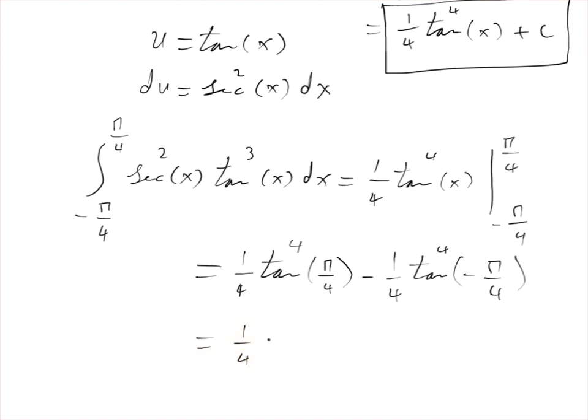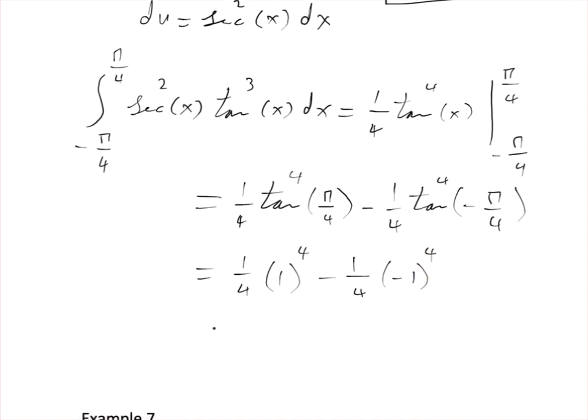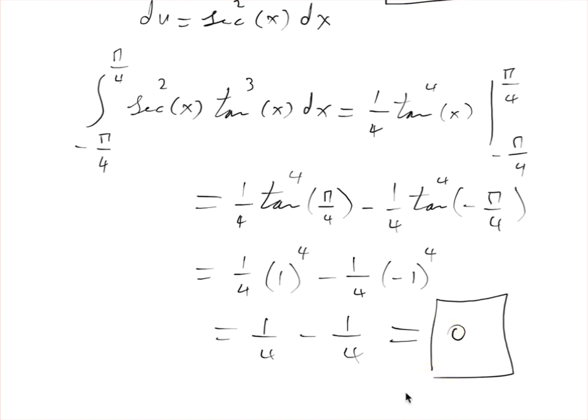And that's equal to 1/4. Tangent of pi over 4 is 1, so this is 1 raised to the 4th power, which is still 1, minus 1/4. Tangent of minus pi over 4 is minus 1, so this is minus 1 to the 4th. They both give you positive values, but you're subtracting. So 1/4 minus 1/4, which is 0. So the final answer for that integral is 0.